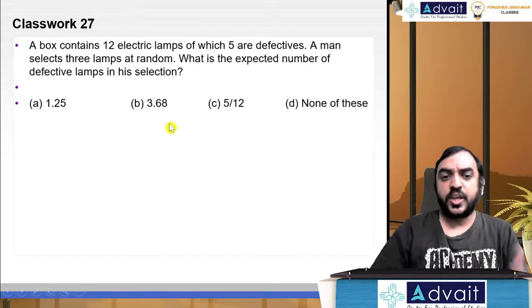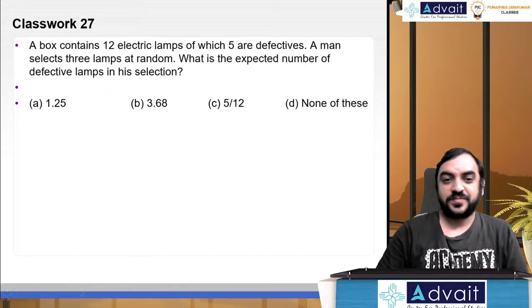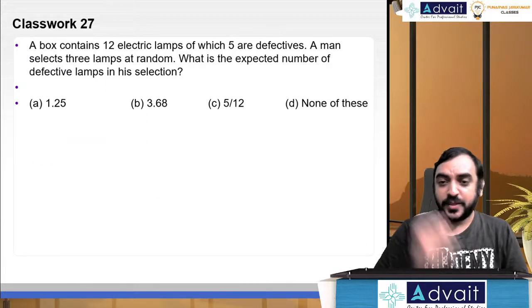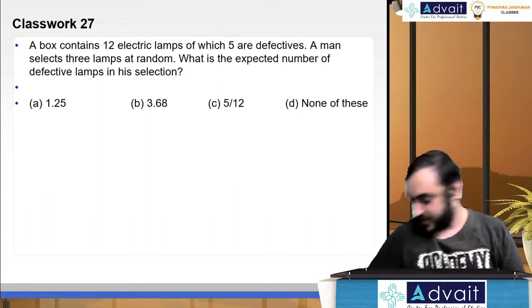Let's see if anybody can give me some answer. Anyway, answer should be A, but let's see if you're able to get any of this. Anybody?